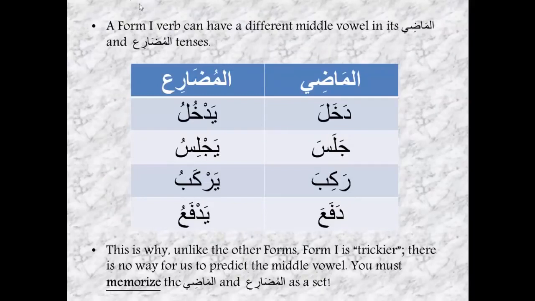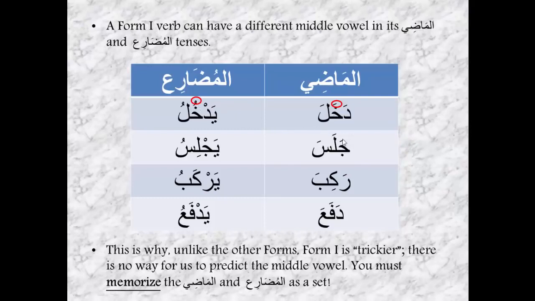The Form 1 verb can have a different middle vowel in its madi, past tense, and in its mudari', present tense. What do I mean? Let's look at some examples. Dakhala, which means he entered in the madi. What's the middle vowel here? We have a fatha on top of the kha. But in the present tense, in the mudari', it becomes yadkhulu. The fatha has changed into a dhamma.